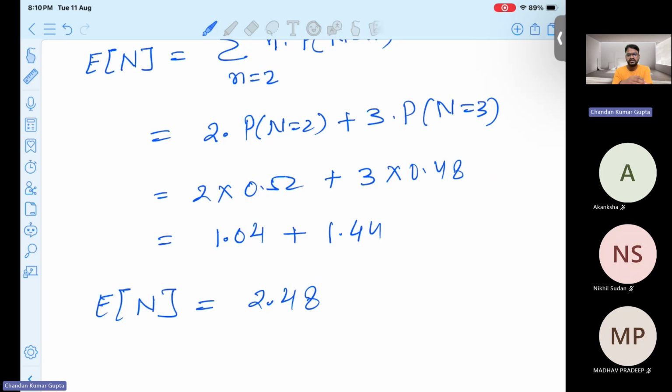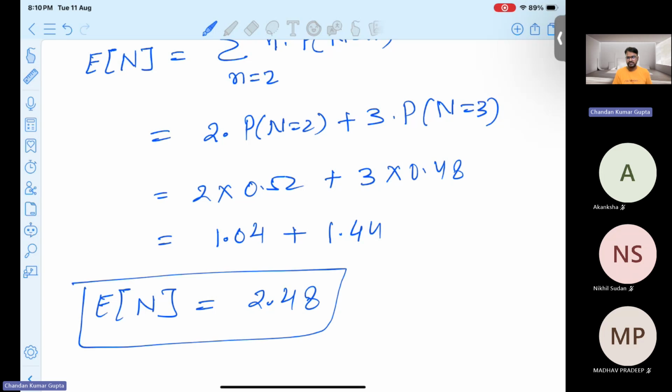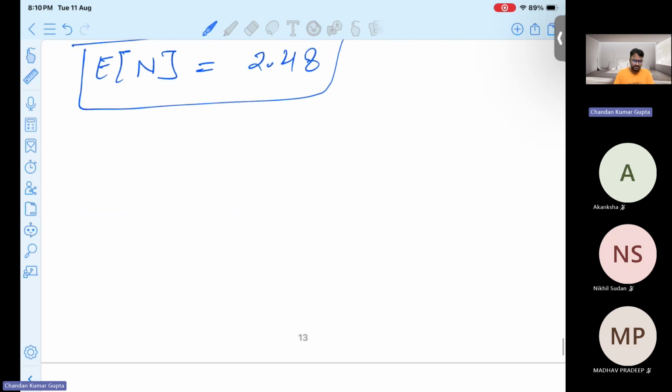Someone has answered. Yes, Nikhil, you have the right answer, 2.48, and Akanksha has 2.44. You have missed 0.04, so just check where you have missed. So this is the final answer. I hope you have understood how we have solved this. If you have any doubt, please let me know.